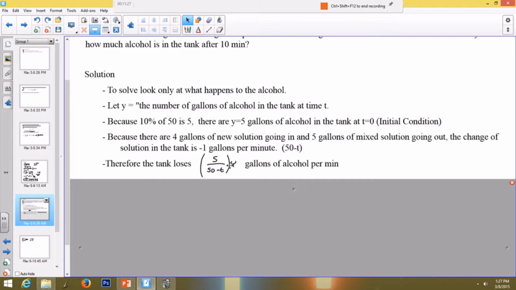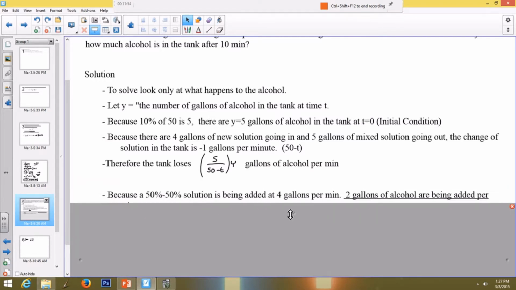Now, the reason I need this y in here is because we are adding an amount of alcohol in. So what this calculates is what portion of it is alcohol going out, because we have more going in. We don't have just the original 5 gallons. Every minute we're putting 2 more in. So some of that alcohol is going out as we move forward.